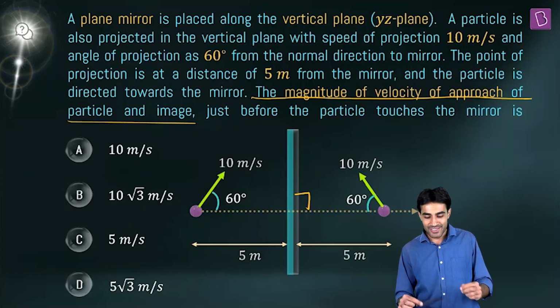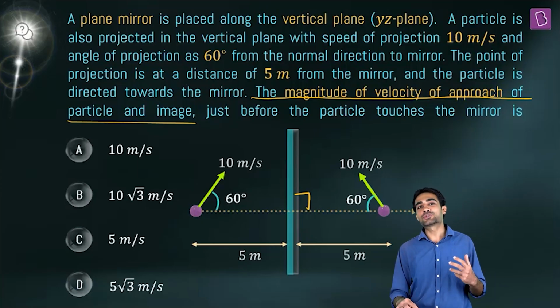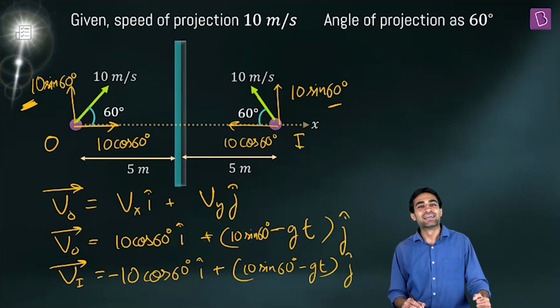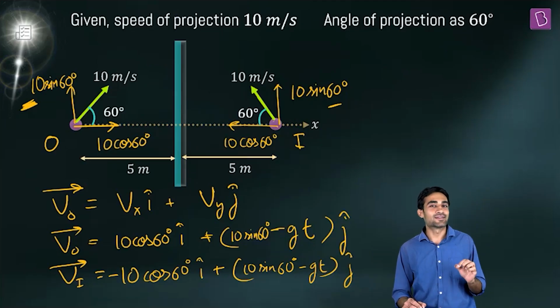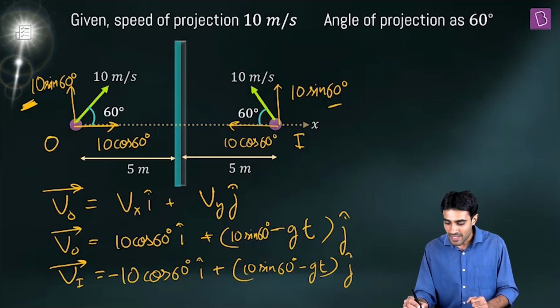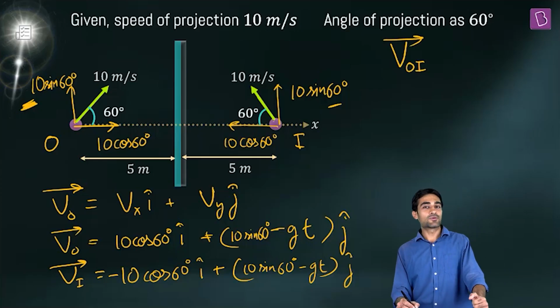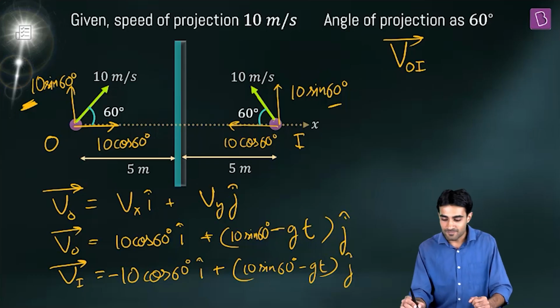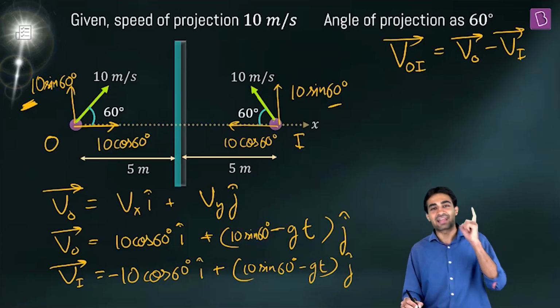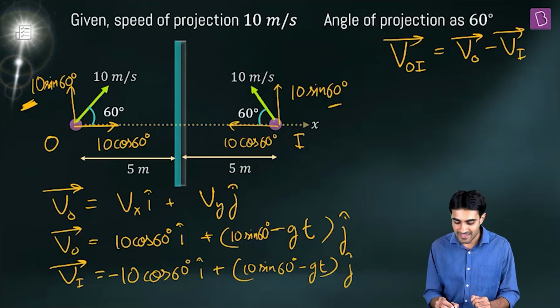Now, do you know what? The magnitude of velocity of approach will remain the same. It won't change with time. How? I will tell you how. For the velocity of approach of the particle and the image, we can just calculate the relative velocity and that will give us the idea of the velocity of approach. So, velocity of the object with respect to image. Can you calculate this relative velocity? You will say yes. How? This will be velocity of the object minus velocity of the image.